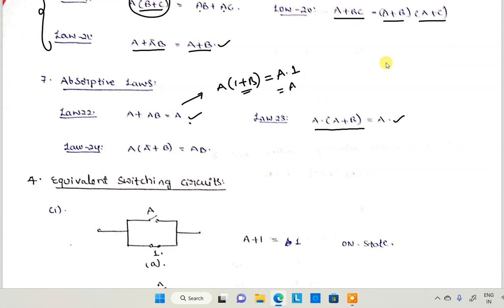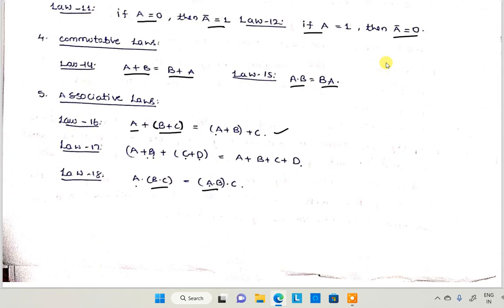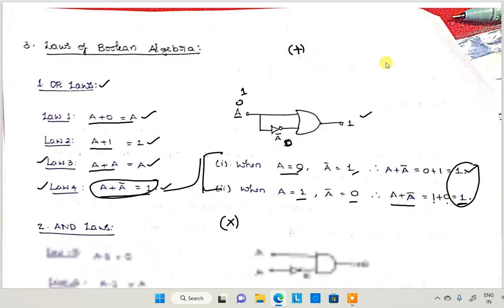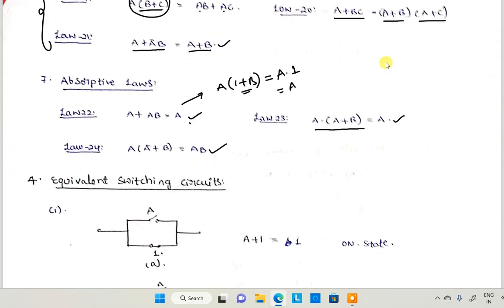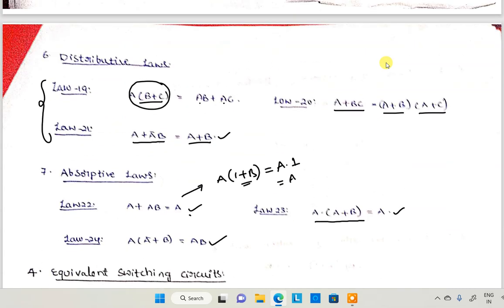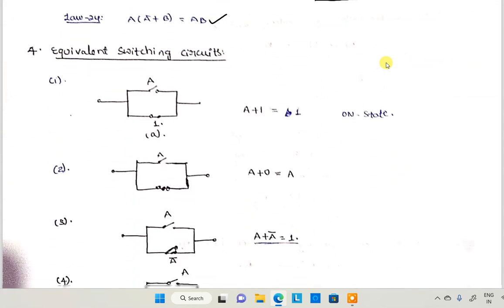Next, law number 24. A into A bar plus B is equal to AB. So this is about law number 24. These 7 different laws we need to remember. In total I gave 24 laws. Everyone recall these particular formulas, and then we can start your preparation for the next one.